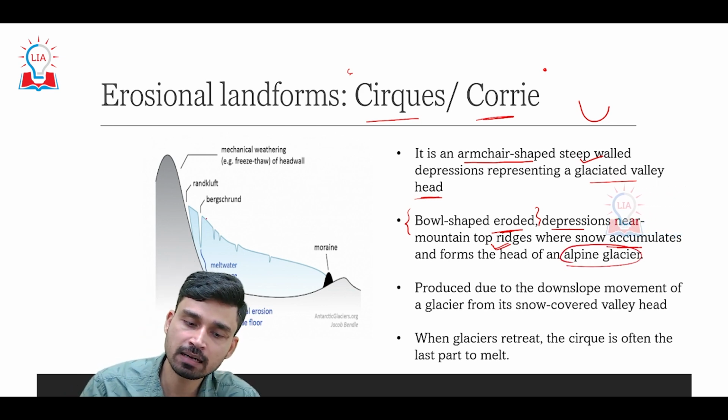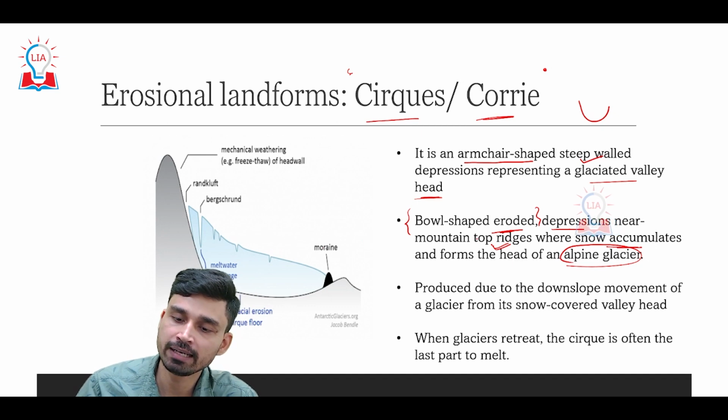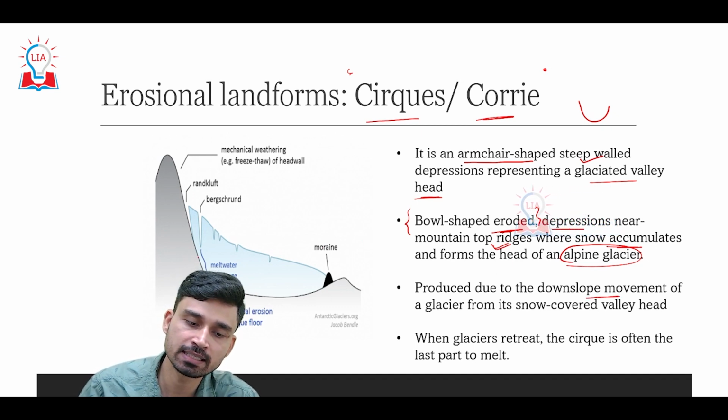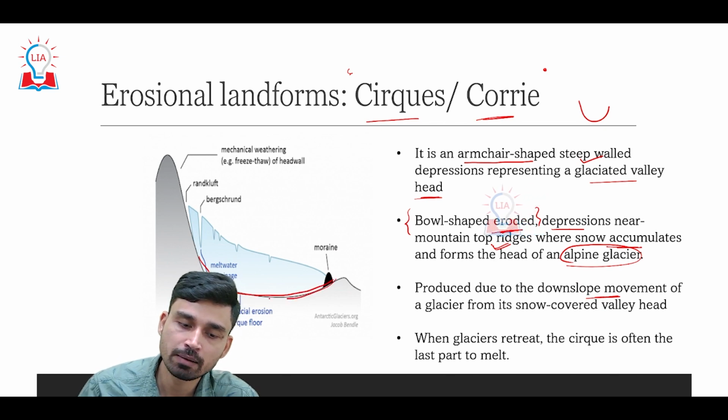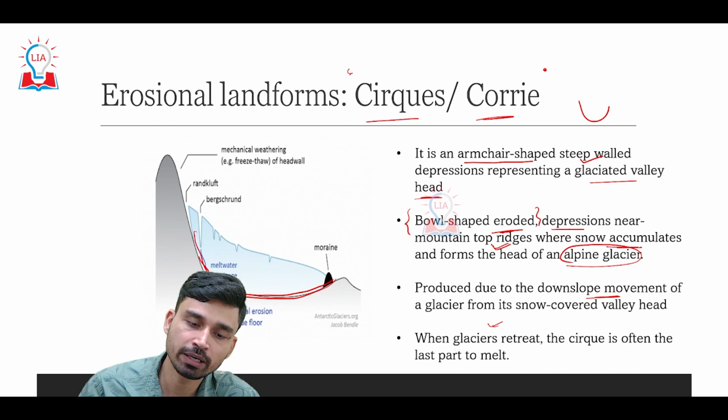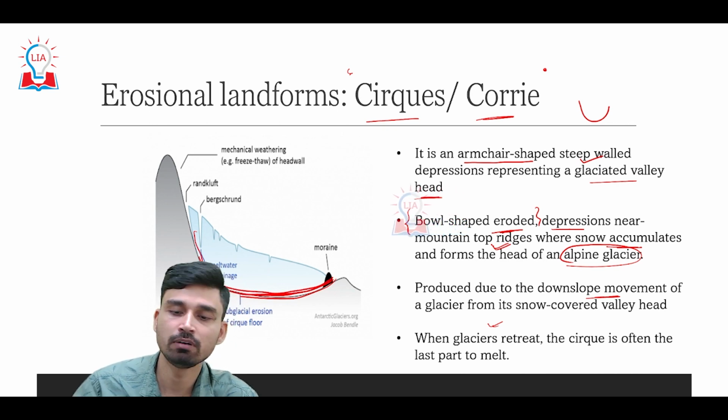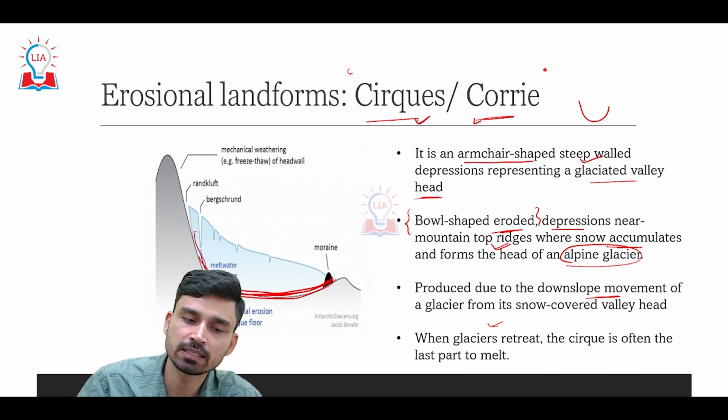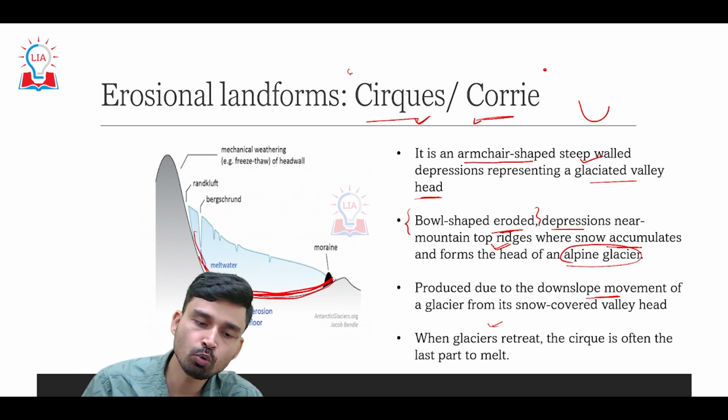Now, as the glaciers start to move through this valley head, through the alpine head region, due to the downslope movement of the glacier, it scours the bottom of this mountain. And as the bottom of the mountain is scoured, what happens? A depressed feature will develop here, and this is something that we can call Cirques and Corrie.